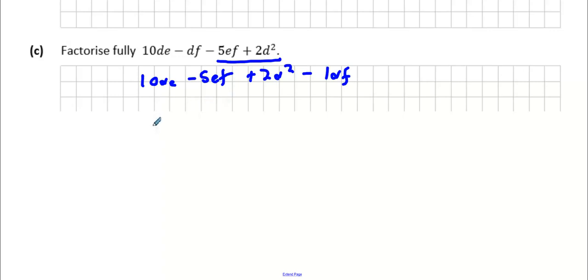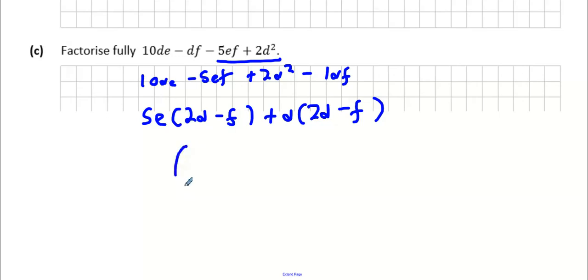Okay. What do they have in common? They have 5E in common, 5E bracket. 5E multiplied by what gives you 10DE? Well, that'd be 2D. And then 5E multiplied by minus F gives you minus 5EF. Then take out D. And then you're left with 2D minus F as well. And then double bracket 5E plus D. Oh, sorry, 5E, my fault, plus D. Yeah, I was right. 5E plus D bracket 2D minus F.